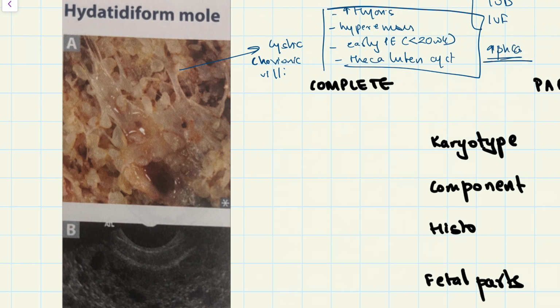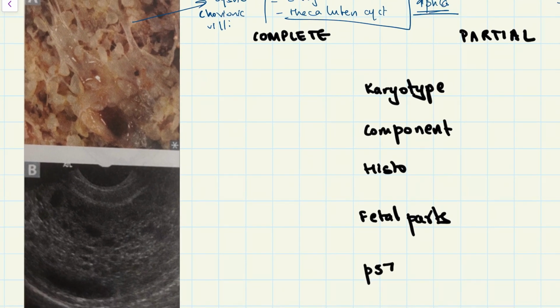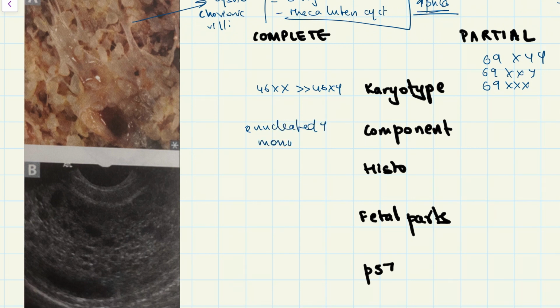Now talking about molar pregnancy, it is of 2 types, complete mole and partial mole. So in complete mole, the karyotype is 46XX, which is more common than a 46XY karyotype, while for a partial mole the karyotype is 69XXX, 69XXY or 69XYY. The complete mole is composed of an enucleated egg and a single sperm. So there is basically duplication of the paternal chromosome, while in partial mole there will be 2 sperm and 1 egg, hence the triploid chromosome.